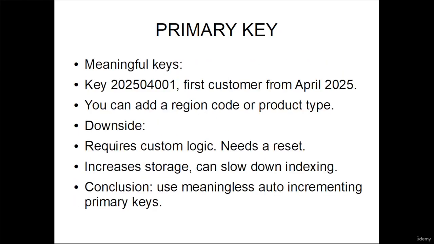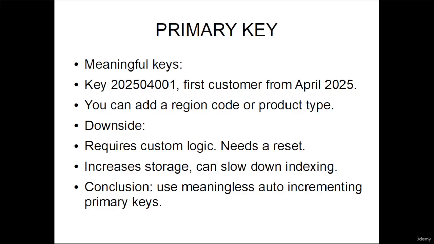On the other hand, you can use meaningful, composite or formatted keys, like year plus month plus sequential number. Pros: a key like 2025040001 immediately conveys that this is the first customer from April 2025, which can be useful for reporting, customer support, or auditing. You could extend the format, like adding a region code or product type, to encode more information if needed. Cons.